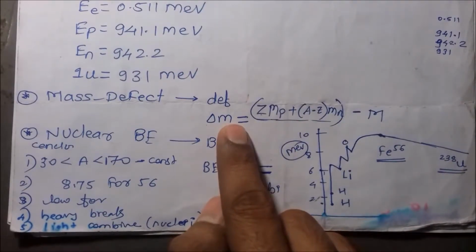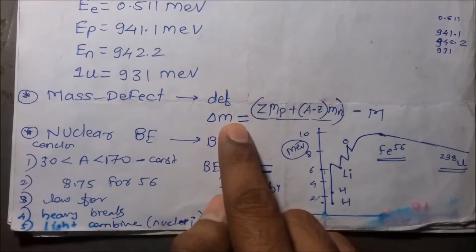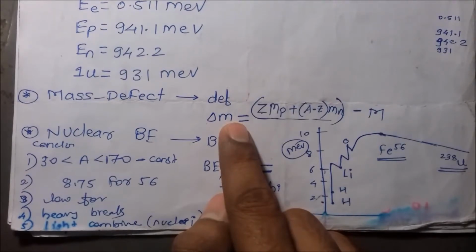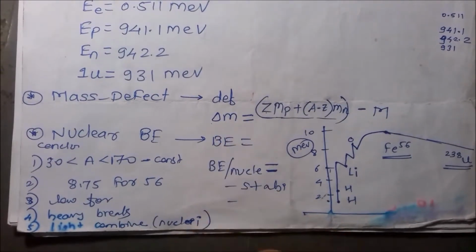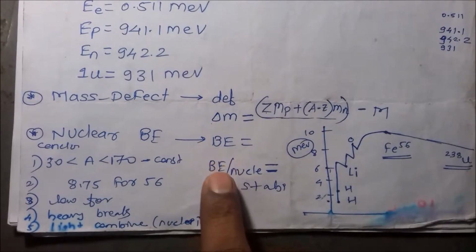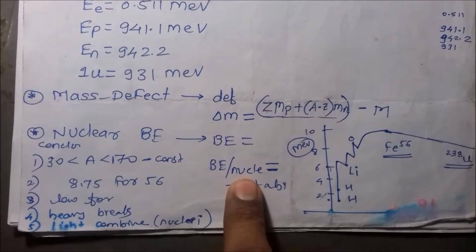Difference in mass is converted into energy as per Einstein's equation. E is equal to delta m into c square. That energy is called binding energy. And it is used to bind all the nucleons. Binding energy per nucleon indicates stability of nucleus.